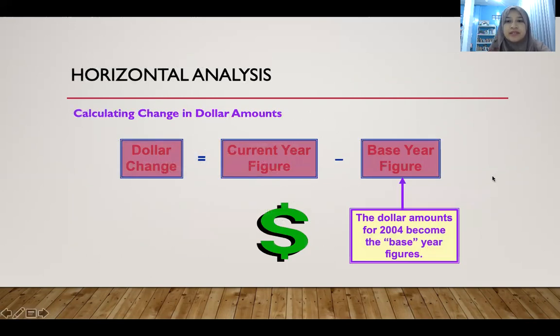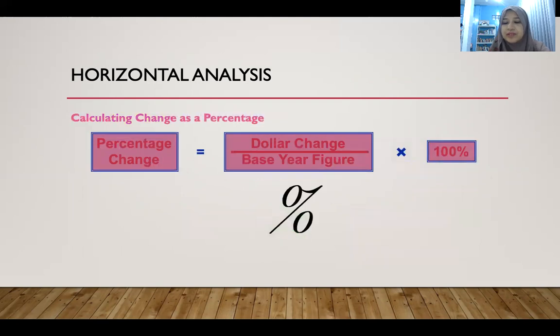Just now we tried to calculate in terms of percentage. If you want to see the dollar change, it's very simple: the current year figure minus the base year figure. If it is 2020, then we minus the base year. Let's say we select 2018 as the base year, so that becomes our base year figure.